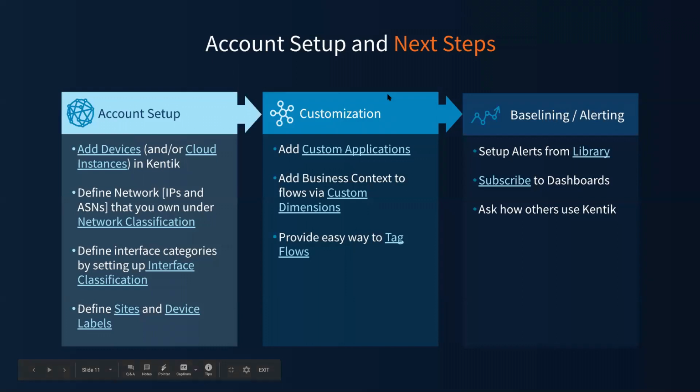Finally, once all those three things, which is flow, SNMP, and BGP, are set up, we'll start seeing your information in the portal. That should be good for some preset views, after which you can go ahead and do more classification, which helps us identify the direction of your traffic, namely network classification and interface classification. You can also define sites and devices if you need to, and a whole suite of other things, for example, custom applications or custom dimensions and tags.